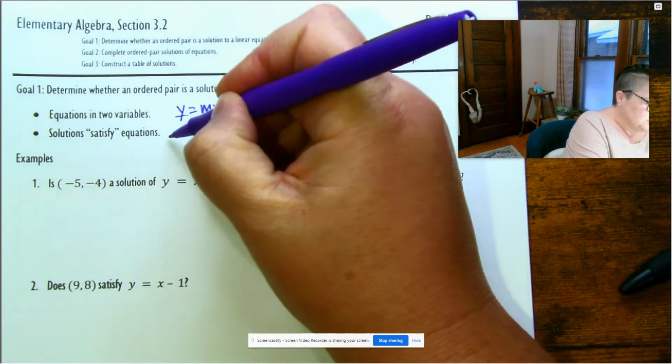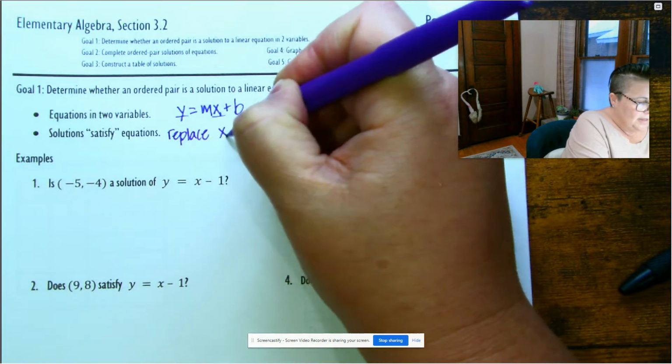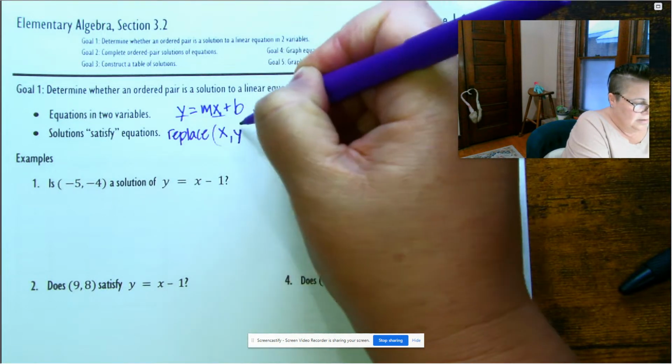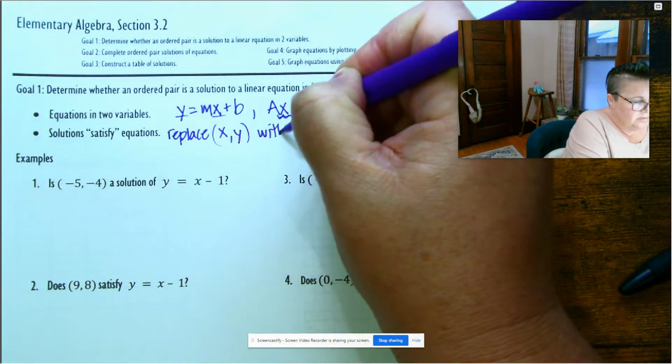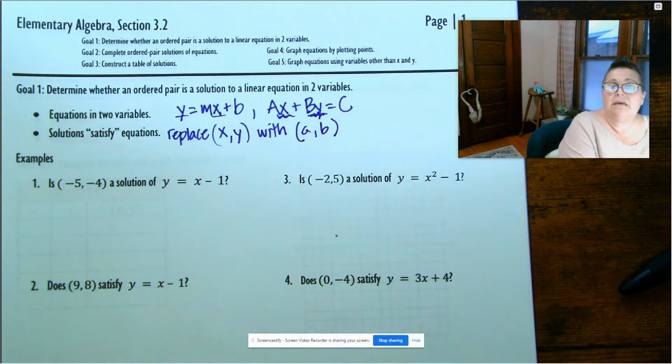Solutions are ordered pairs that satisfy the equations. That is, when you replace the x and y with the values of the ordered pair, a, b, those numerical values check the equation.